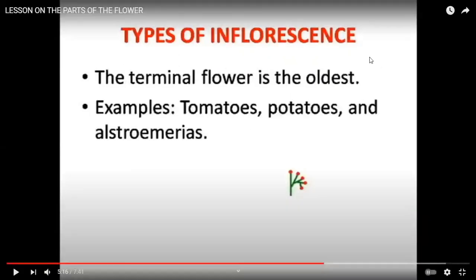The terminal flower is the oldest. Examples: tomatoes, potatoes, and then Astilbe. They're all examples of this type of flower.